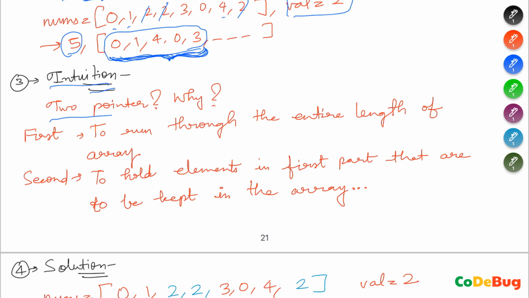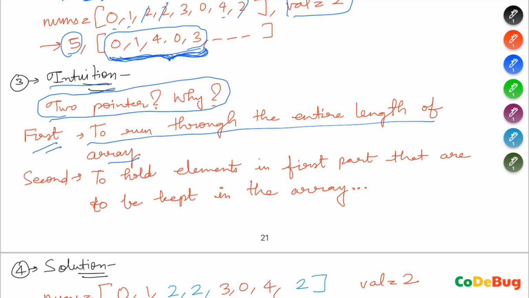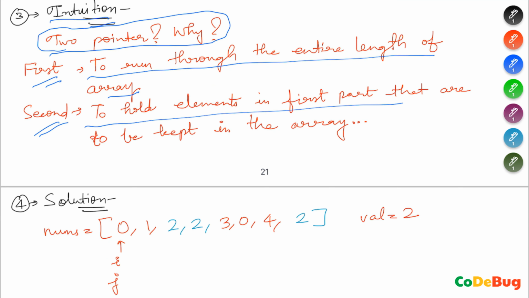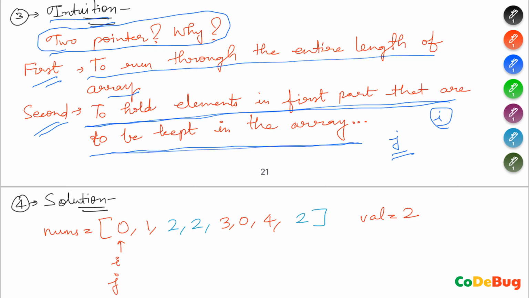We'll be using two pointers to solve this problem. Why? Just like in the previous question, we need one pointer to run through the entire length of the array, and a second pointer to hold the elements in the first part of the array that are to be kept. The elements that we don't want to delete, we will maintain through the pointer j, and i will run through the length of the array. That's why we can use two pointers to solve this.